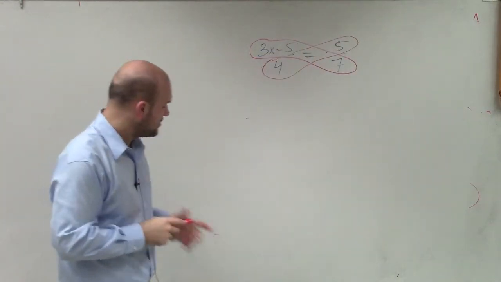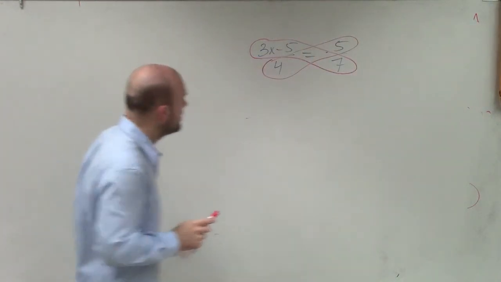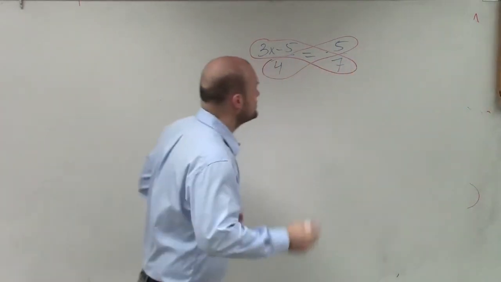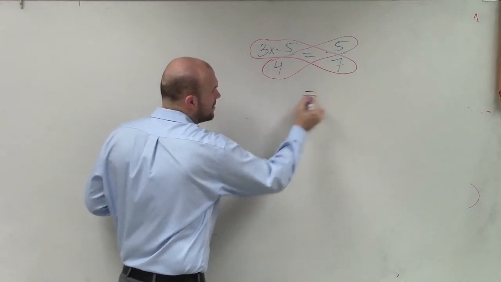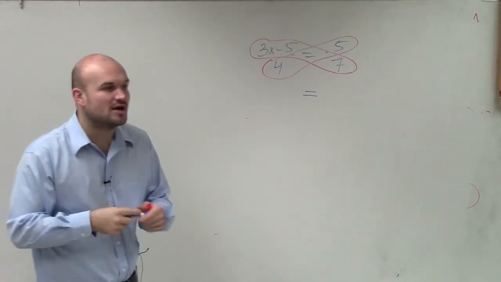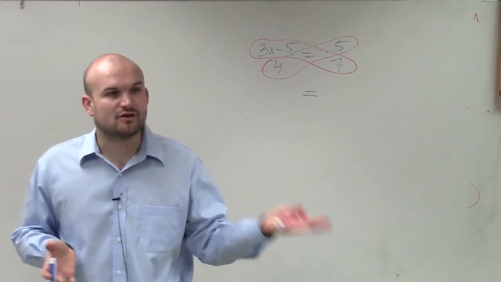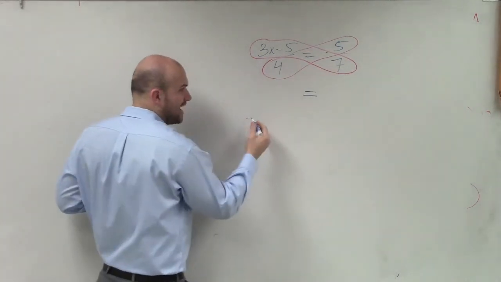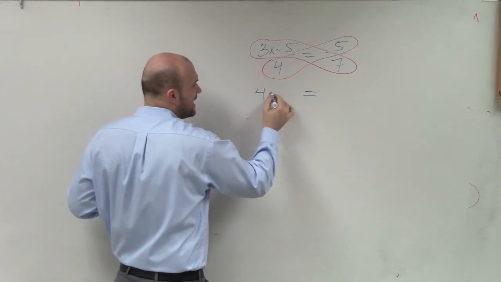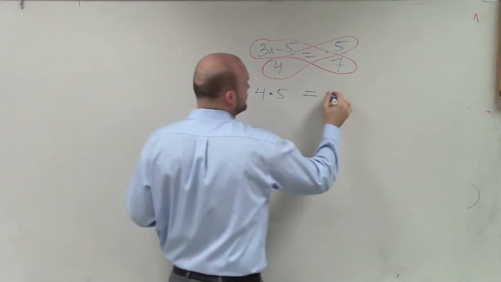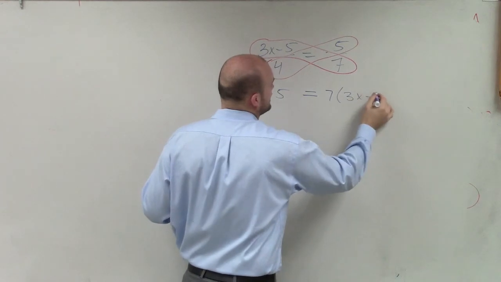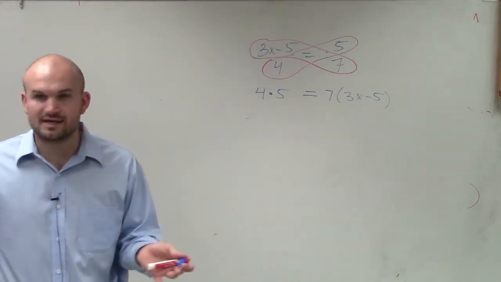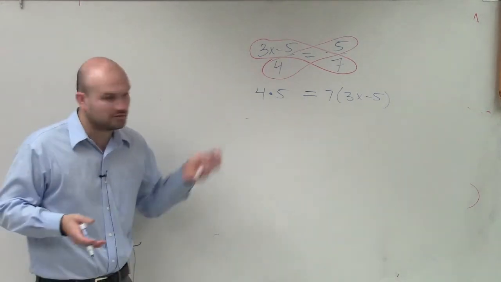All right? Remember, when you're doing cross multiplication, the equal sign does not go anywhere. So here's your equal sign. It's still going to be down there. All cross multiplication does is make one cross product equal to the other cross product. So I'm going to write this out as 4 times 5 equals 7 times 3x minus 5. They're still equal to each other. It's not like you lose your equal sign when you cross multiply.